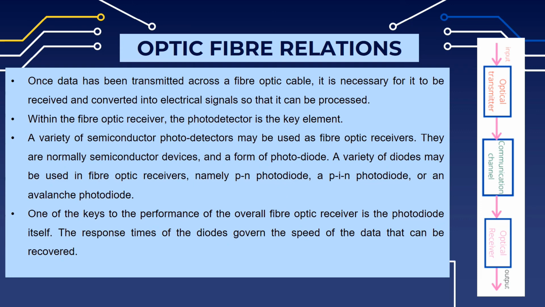A variety of semiconductor photodetectors may be used as a fiber optic receiver. They are normally semiconductor devices and also a form of photodiode. A variety of diodes may be used in a fiber optic receiver, which are the PN photodiode, PIN photodiode, or avalanche photodiodes. One of the keys to the performance of the overall fiber optic receiver is the photodiode itself. The response time of the diodes governs the speed of the data that can be recovered.